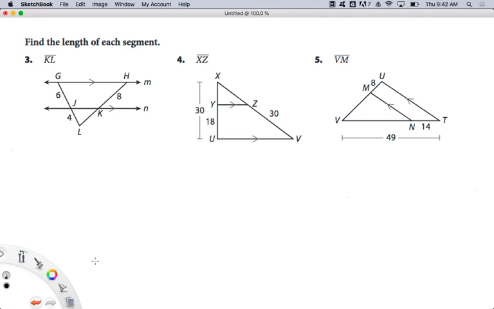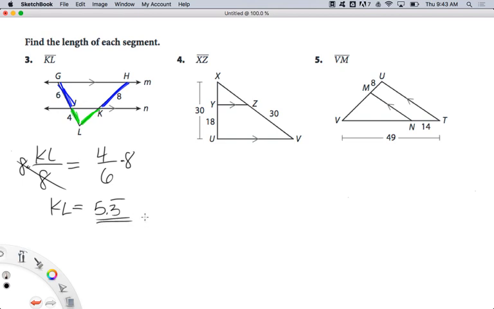So let me show it to you in a more visual way. If I highlight this segment and that segment in green, and this segment and this segment in blue, then green over blue equals green over blue. So 4 over 6, or I'm looking for KL, so KL over 8 equals 4 over 6. Multiply both sides by 8, and I get KL equals 5.3 repeating. That's what Triangle Proportionality Theorem tells us.